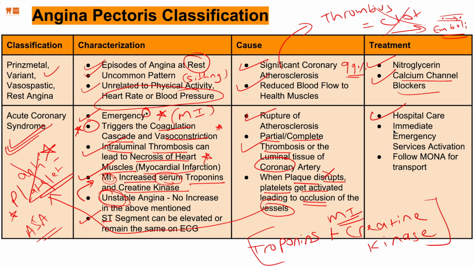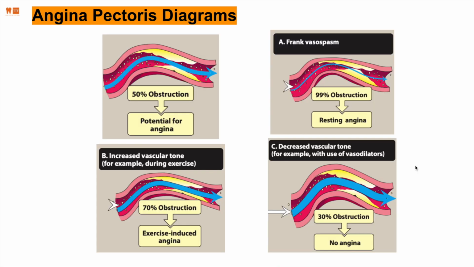And again, emergency case, so hospital care, immediate emergency services activation, 911 in North America. And we follow MONA for the transport. MONA being morphine, oxygen, nitroglycerin, and aspirin. Okay, so that was the classification. Great, I'm glad you guys are still awake, and if you are not, take a moment, pause, and we'll carry on again. Angina pectoris diagrams.